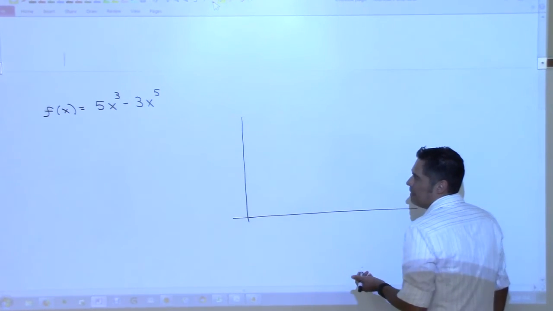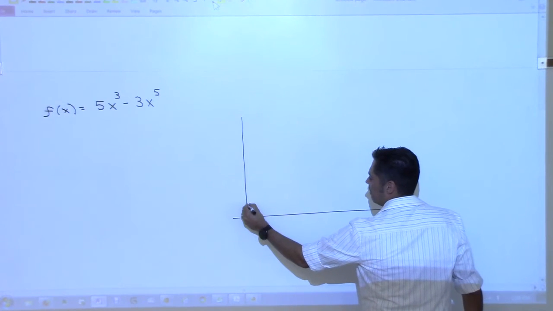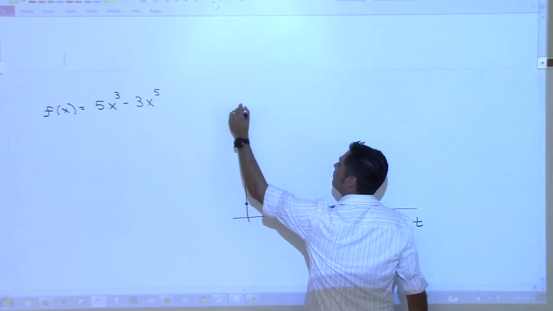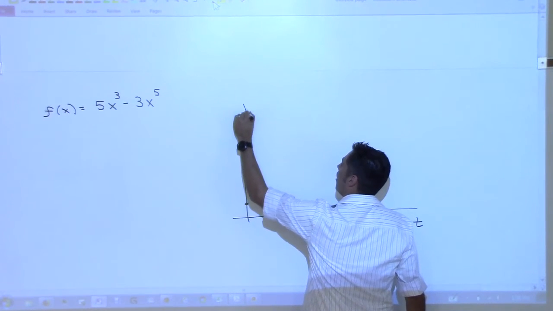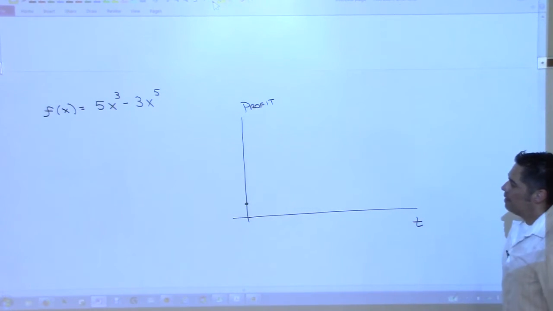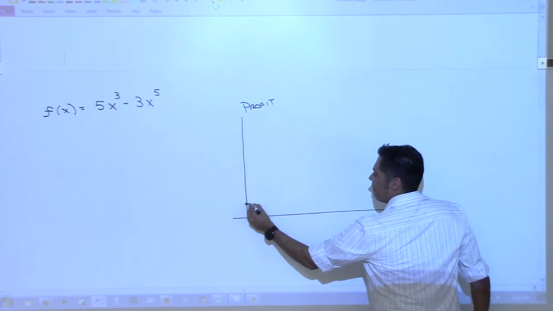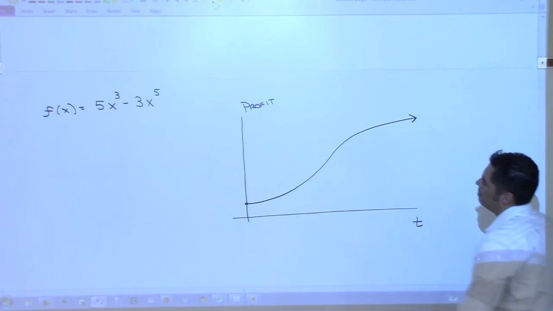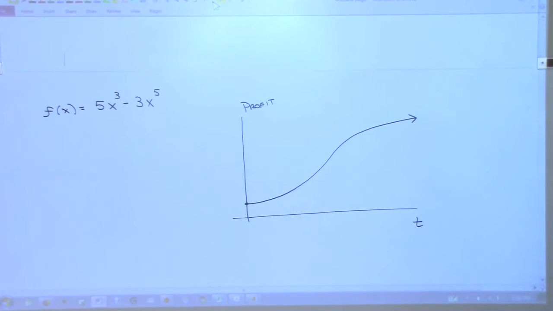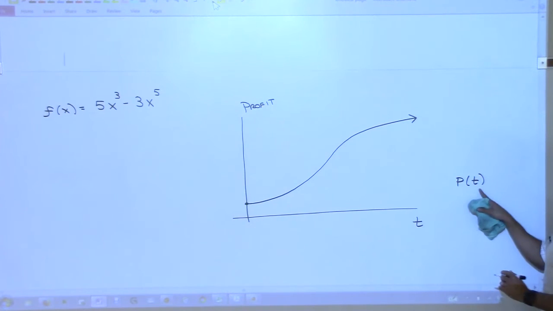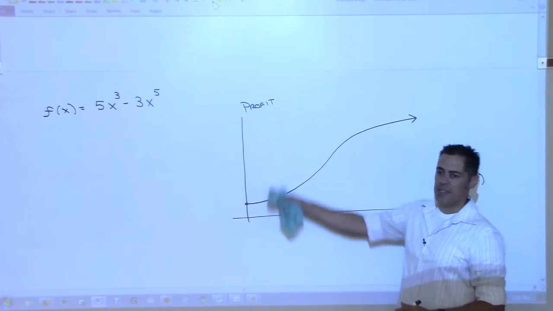This is like from a business class. Let's say that they have some function that, maybe this is time here, and maybe this is their profit. So their profit as a function of time, and maybe their function looks like this. So what you will notice about this profit function, let's call it P of t, because it's profit as a function of time, right? Here's the input and there's the output.